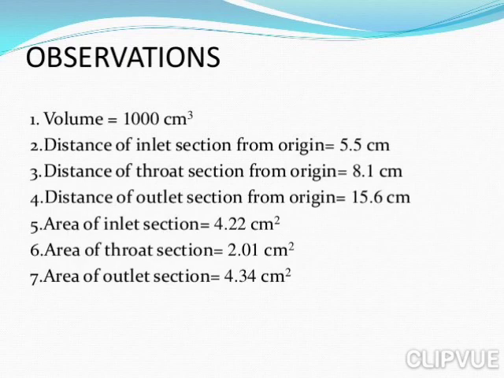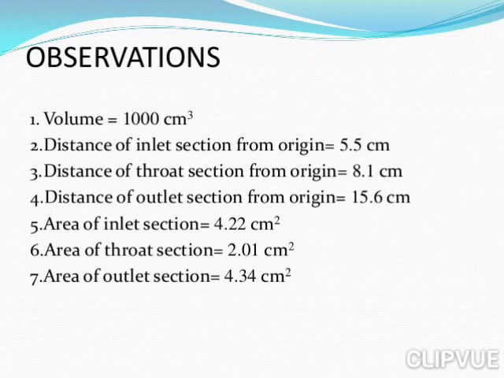Now, let us look at the observations taken. The volume is equal to 100 centimeter cube. The distance of inlet section from the origin was 5.5 centimeter. The distance of throat section from the origin was 8.1 centimeter. The distance of outlet section from the origin was 15.6 centimeter.